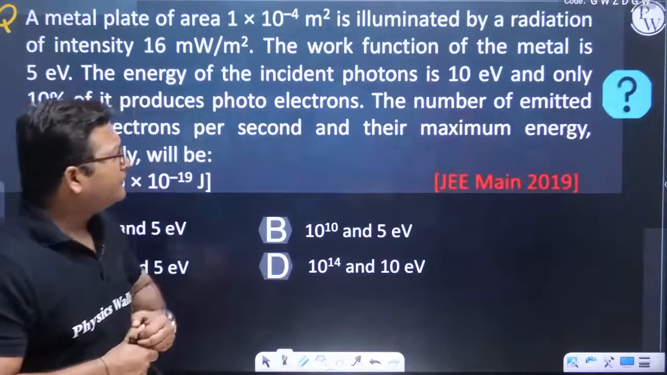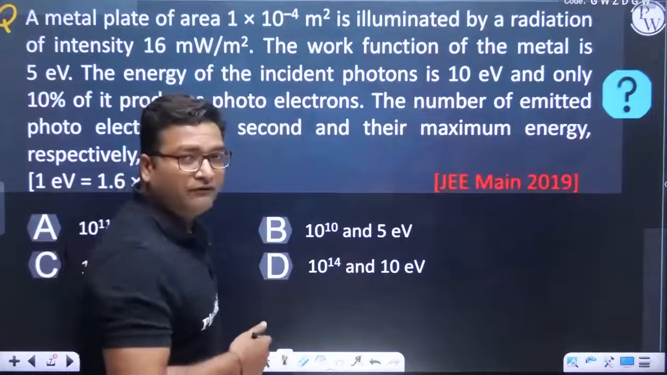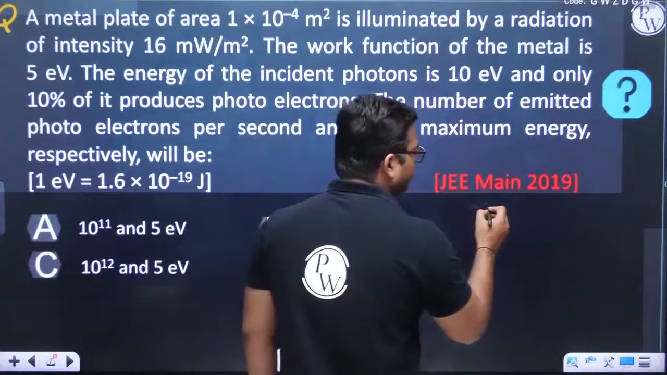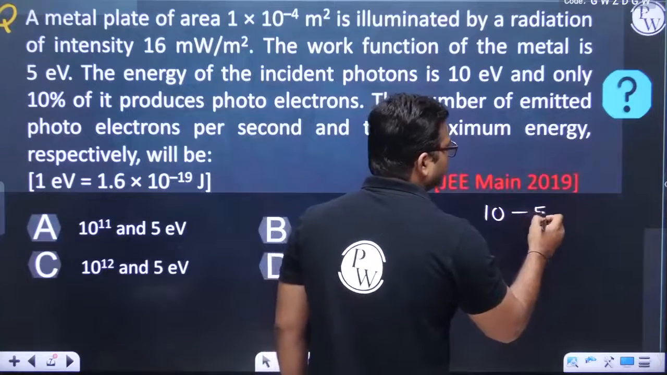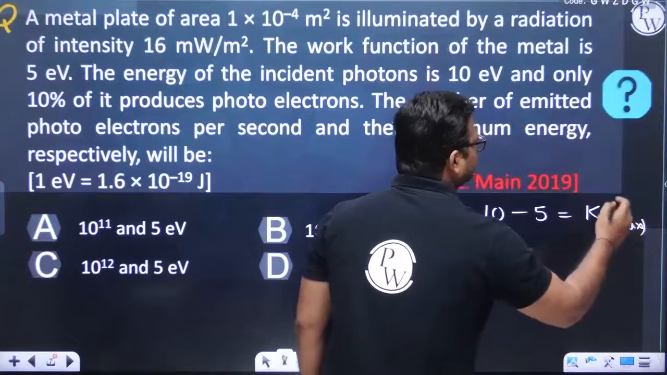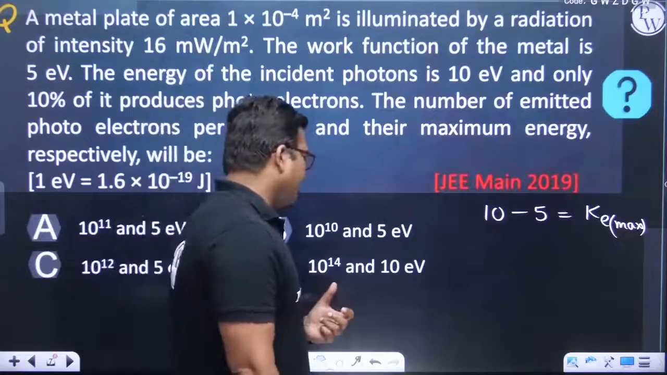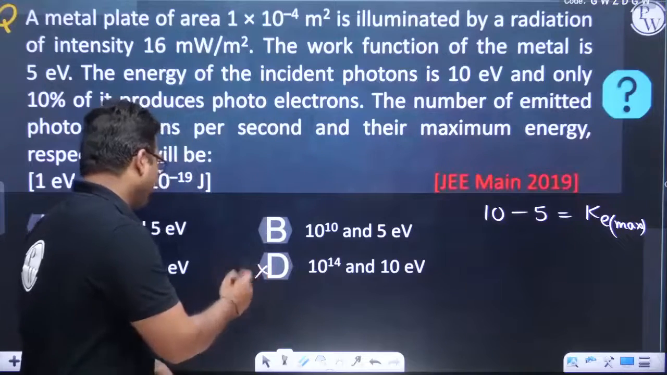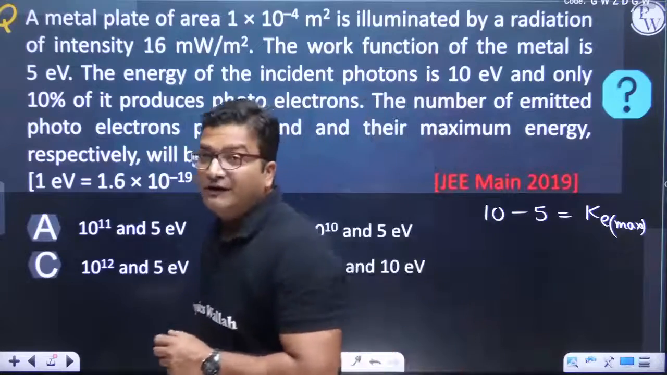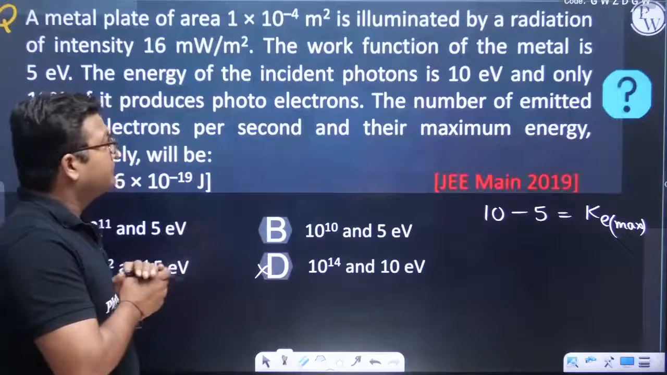As you know, the energy of photon is 10 electron volt and work function is 5 electron volt. By using Einstein's energy equation, you can easily write the energy of photon 10 minus work function 5, and this is the kinetic energy of the maximum energetic electron. So the maximum energetic electron's energy is 5 electron volt obviously, and you can see we can simply ignore option D, but in all three we have 5 electron volt. So we will have to calculate the number of photoelectrons emitted per second.